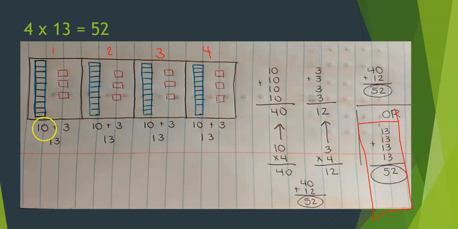Or I could split it even further down and add my 10 four times and come up with 40. My 3 four times comes up with 12. And then add 40 plus 12 to get the answer 52. Or what would be easier than adding 10 four times is to say 10 times 4 equals 40. 3 times 4 equals 12, and add my 40 plus my 12 to get my 52.